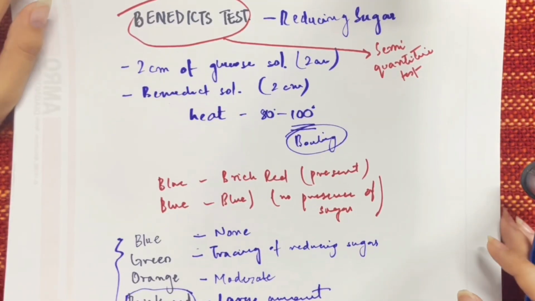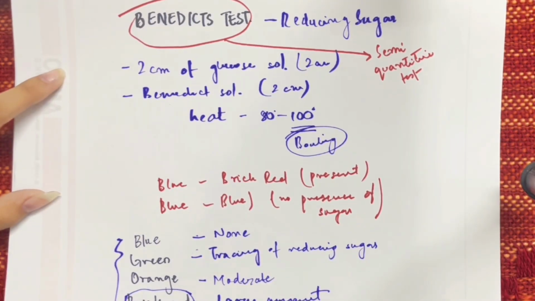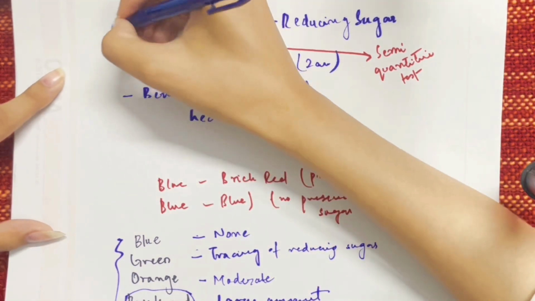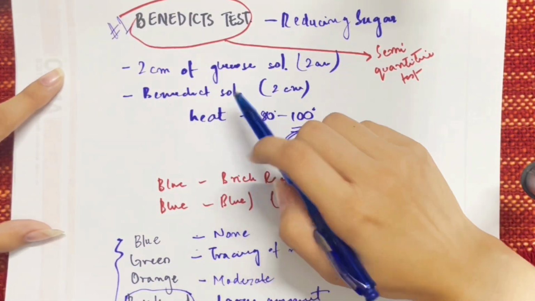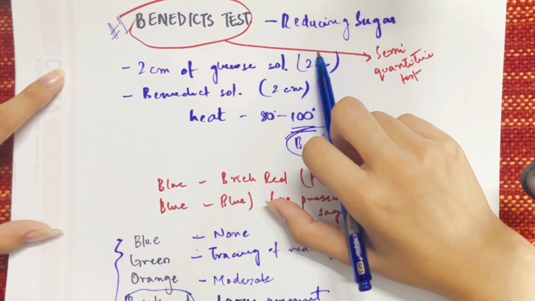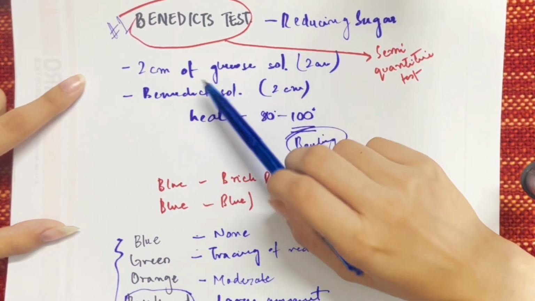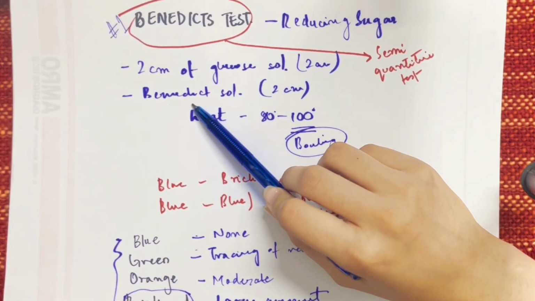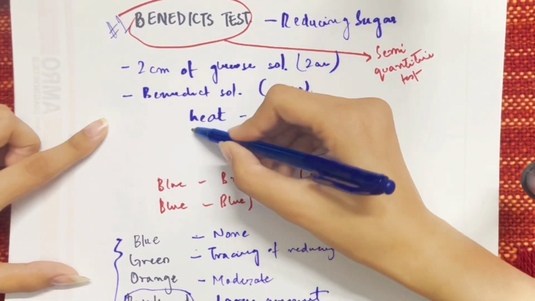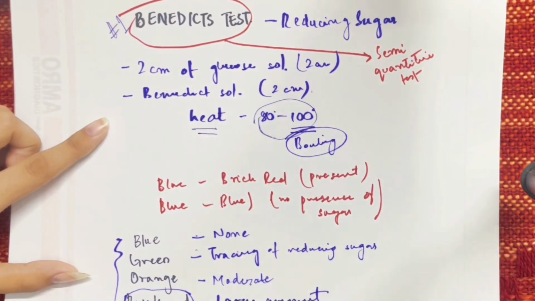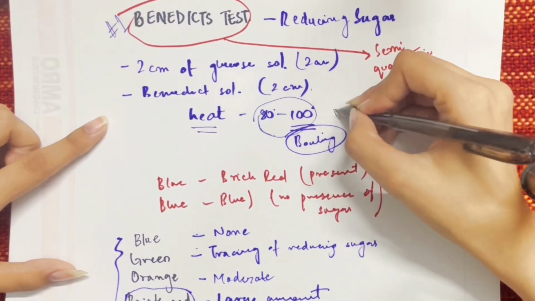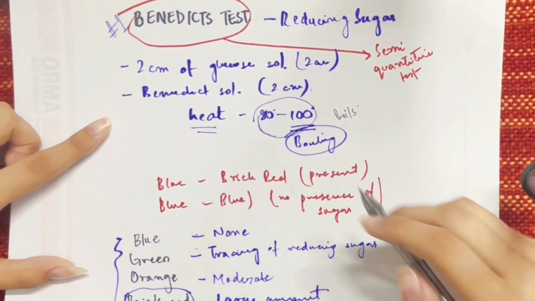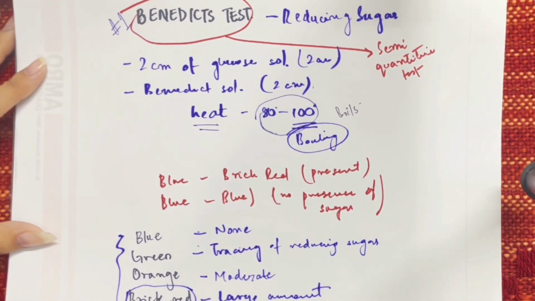Since we have discussed most of the subgroups of the biological molecules, let's come on to the tests of the biological molecules. Number one is the Benedict's test. The Benedict's test is basically the test for reducing sugar. And how is it performed? We take 2 centimeters of glucose solution, and in a similar quantity, we take the Benedict's solution. Whenever we mix them together, we need to heat it at 80 to 100 degrees centigrade. When we heat it and it boils, it gives a change of color. Whenever there is a change of color, please do note this.